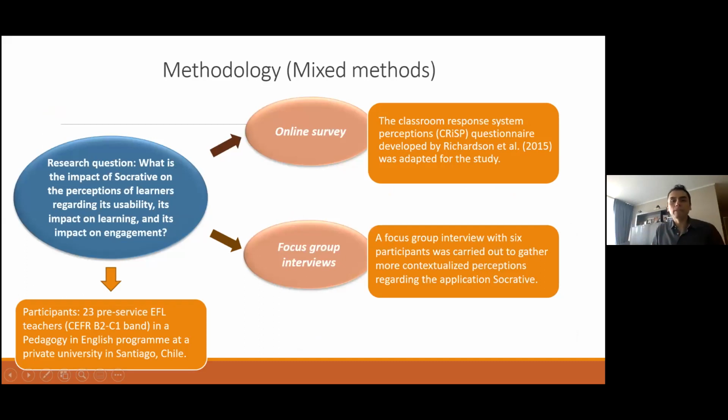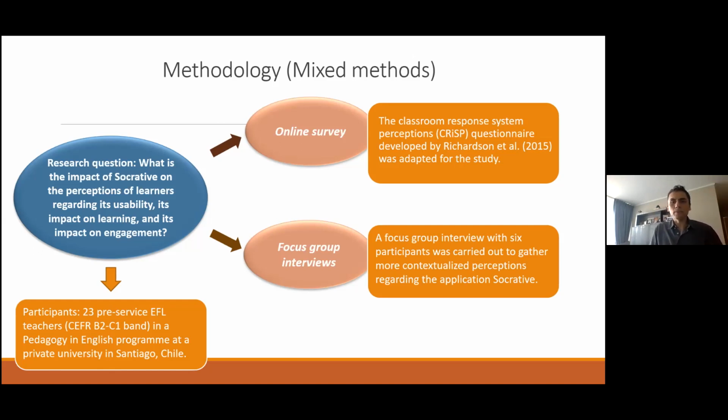Very briefly, the methodology that we used here is mixed methods, quantitative and qualitative data. Our main research question was, what is the impact of Socrative on the perceptions of learners in these three components: usability, impact on learning, and impact on engagement? We asked 23 pre-service EFL teachers in our pedagogy in English program at a private university in Santiago to participate in the study.